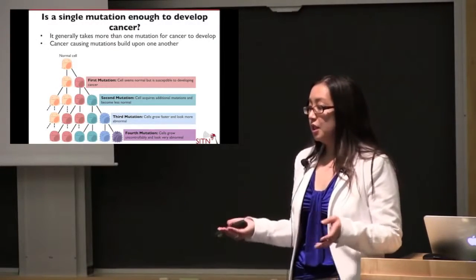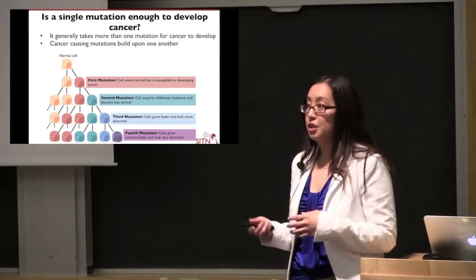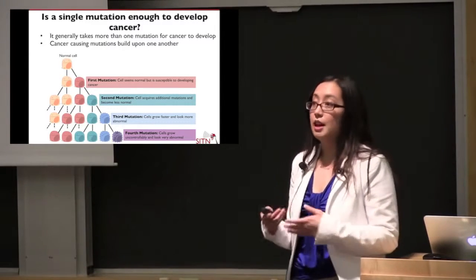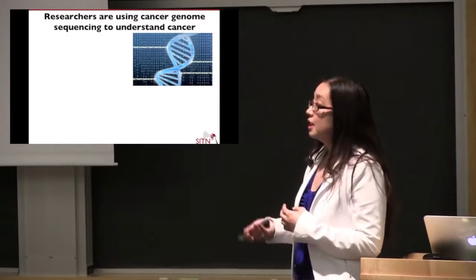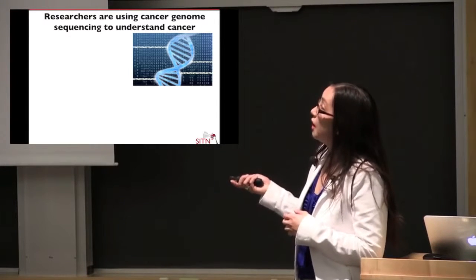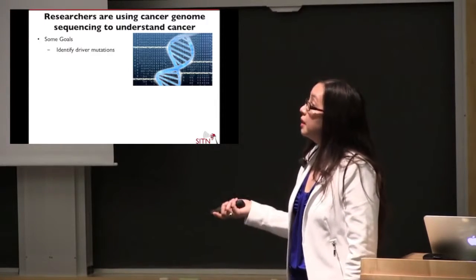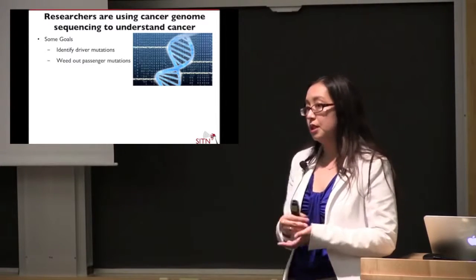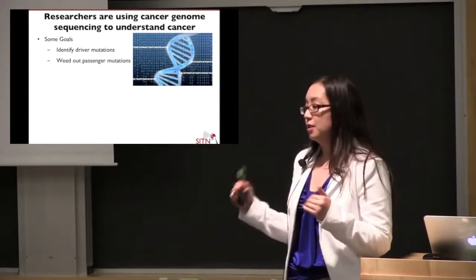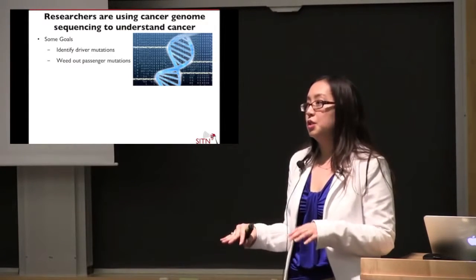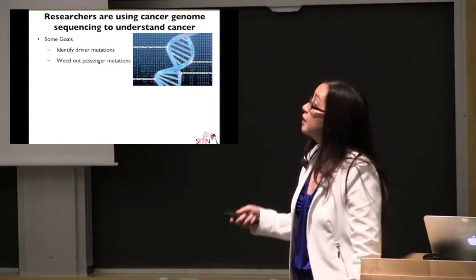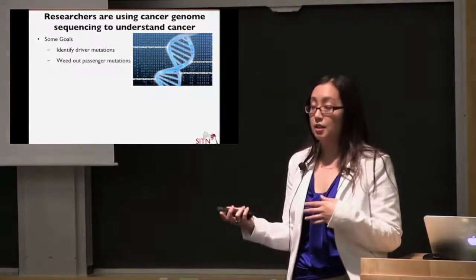And so in the average cancer, there are 20 to 80 mutations on average. And one of the things that we're working on is trying to figure out which of these mutations are actually causing cancer. Researchers are using cancer genome sequencing to help understand cancer. And some of our goals are to identify driver mutations as well as weed out passenger mutations. So what this means is we're looking for the mutations that are really driving or causing cancer. And we're trying to weed out the passenger mutations, which are mutations the cells have acquired over time simply because they're abnormal and growing rapidly. And these mutations may not be directly contributing to cancer.